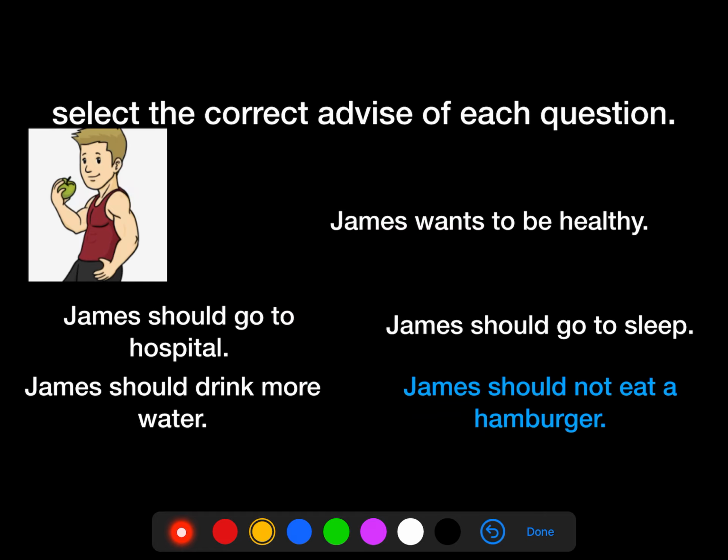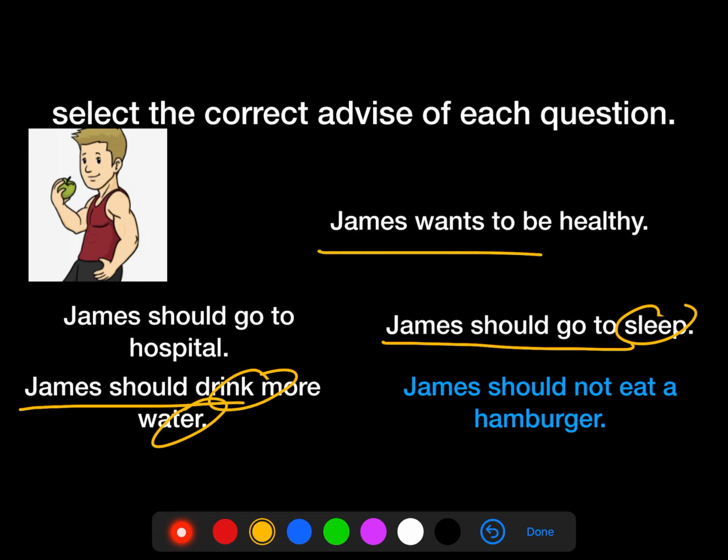So hamburger is a bad food. Hamburger is a junk food. So if James wants to be healthy, then he should not eat a hamburger. James should go to hospital. Is he sick? No. James should go to sleep. Is he drowsy? No. James should drink more water.